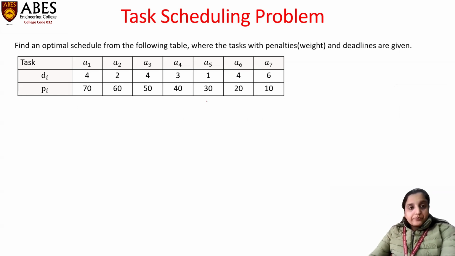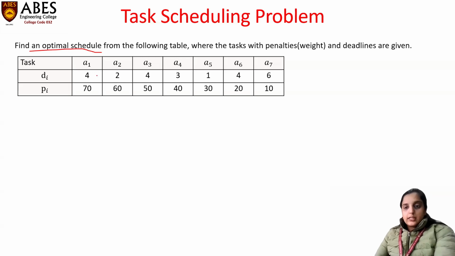As you can see here, it is saying that you have to find the optimal schedule for the following table, where the tasks with their penalties or weights and deadlines are given to you. As you can see here, we are given a total of 7 tasks, out of which we have to schedule which task is to be done first, which task is to be done during the second iteration, and so forth. And for each task we are given the deadline and the penalty. So let's start with the question.